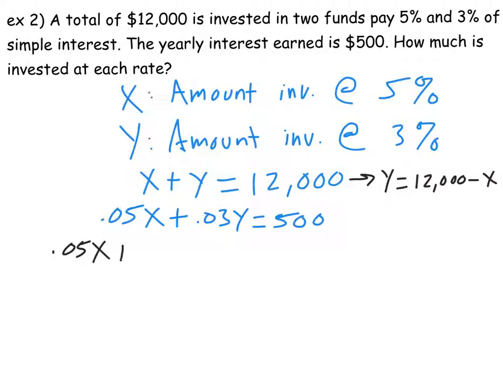is I have 0.05x. This step right here should feel somewhat similar to the first one. Okay? That we make the substitution. Y is out, and then 12,000 minus x is in. And at this point, my whole focus is on that expression that I have, because it's a single equation with a single variable, which means we can just use inverse operations to solve for it.